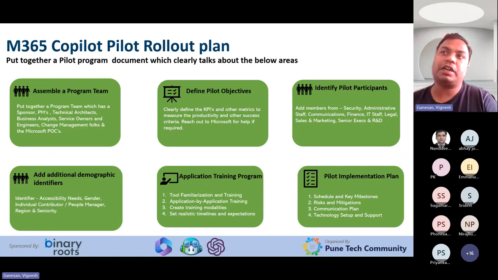So to begin with, make sure that you assemble a proper program team. In the program team, you should have, of course, the executive sponsor, then PMs, whoever is going to work on this project, then technical architects, because they are the ones who are going to do all the technical heavy lifting, business analysts, then M365 service owners. For each product there are going to be service owners, so make sure that they are also part of it.